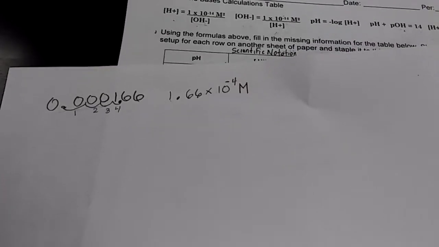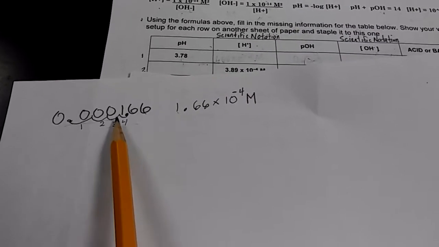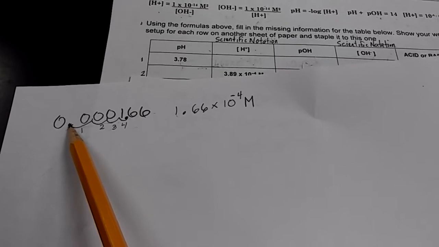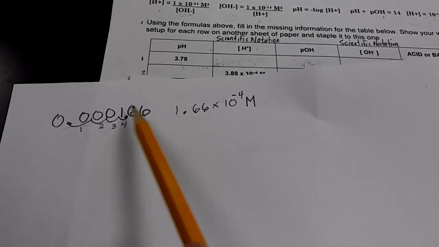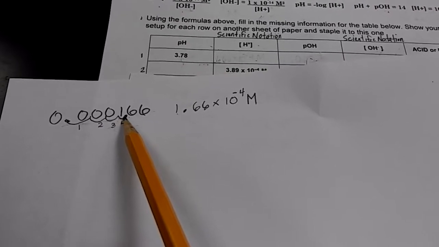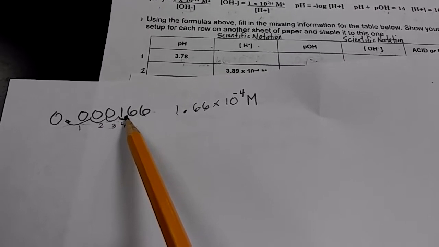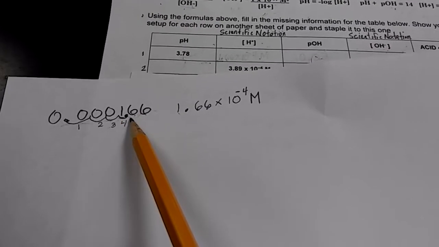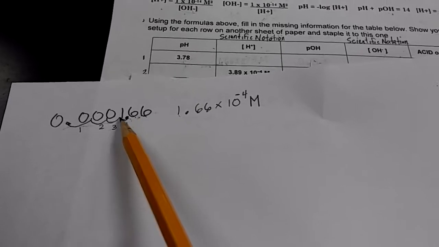Okay, so our number is 0.000166, and what we do is we take our decimal point and we're going to shift it to the right as many times as we need to in order to have just one non-zero number in front of that decimal point. If I would have gone further, that would have been two numbers, making it 16.6, and that would be incorrect. So we stop here.